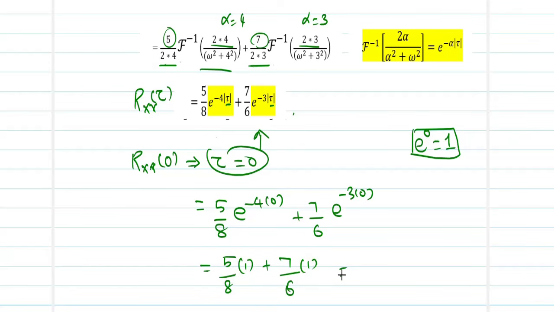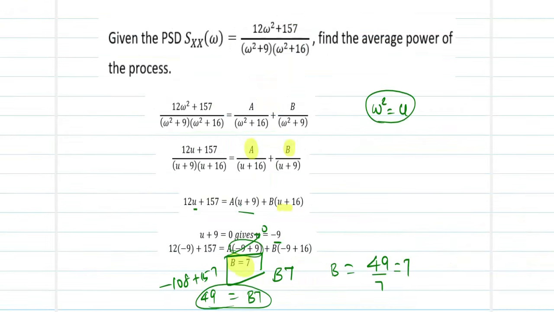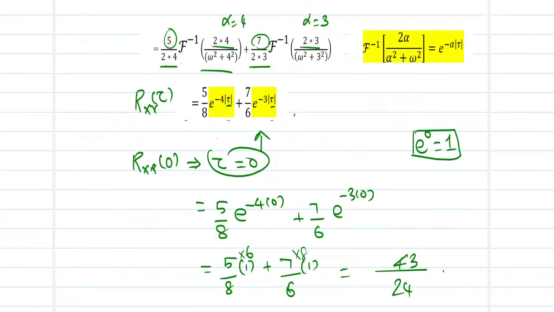Now I am going to take the LCM of 8 and 6, which is 24. Multiply with the left out factors: this has to be multiplied by 6 and this has to be multiplied by 8. Adding up, we get 43. So the final answer for the average power, or the mean square value, is obtained as 43 divided by 24. Thank you.